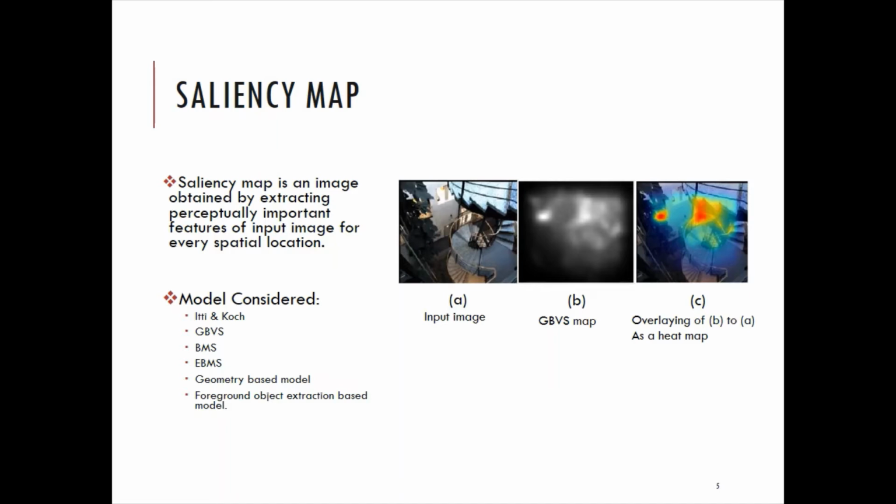Saliency map. Well, saliency map is an image generated from original image obtained by extracting perceptually important features like color, intensity, orientation, etc. of individual spatial locations. Different saliency map models designed for conventional type of images that we consider are ETN Coach model, graph-based visual saliency, GBVS model, Boolean map saliency, BMS model, extended Boolean map saliency, EBMS model, geometry based model, and foreground object extraction based model.